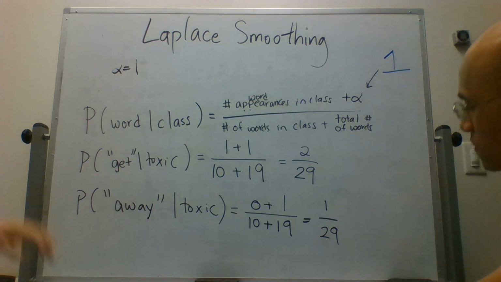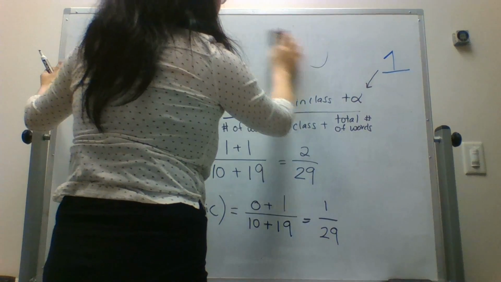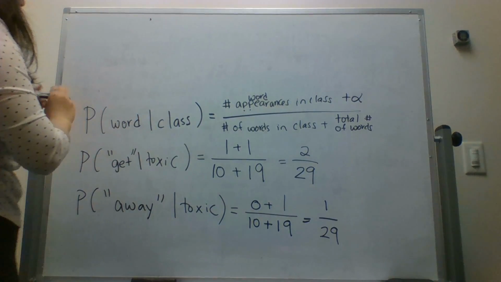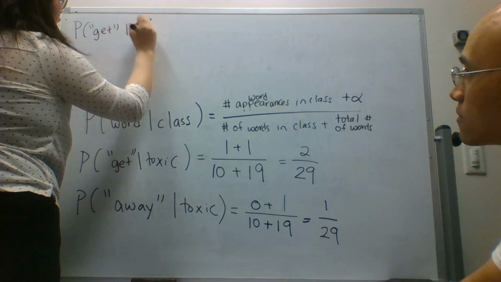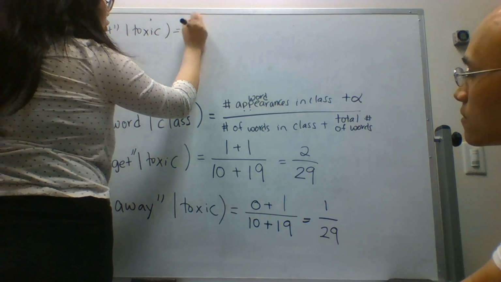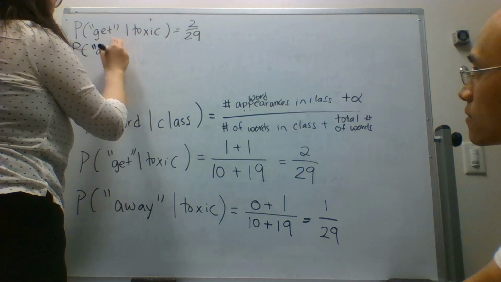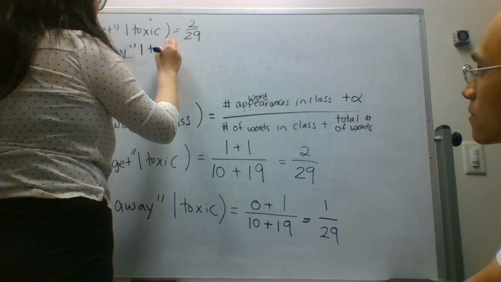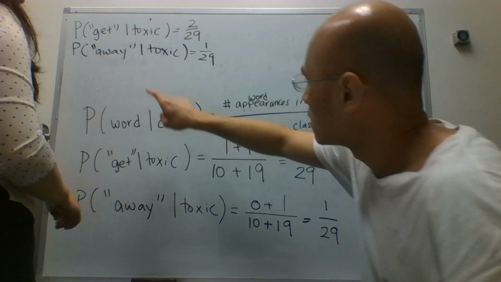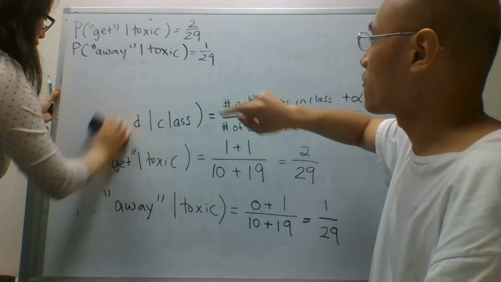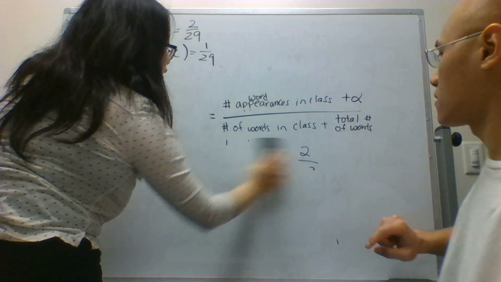Let's write this at the top, because it will be important for later, and we want to be reminded of what our numbers are. So we have P of get given toxic, which is equal to 2 over 29, and P of away given toxic is equal to 1 over 29. Now we need to calculate P of get conditioned on the phrase being not toxic, and P of away conditioned on the phrase being not toxic.